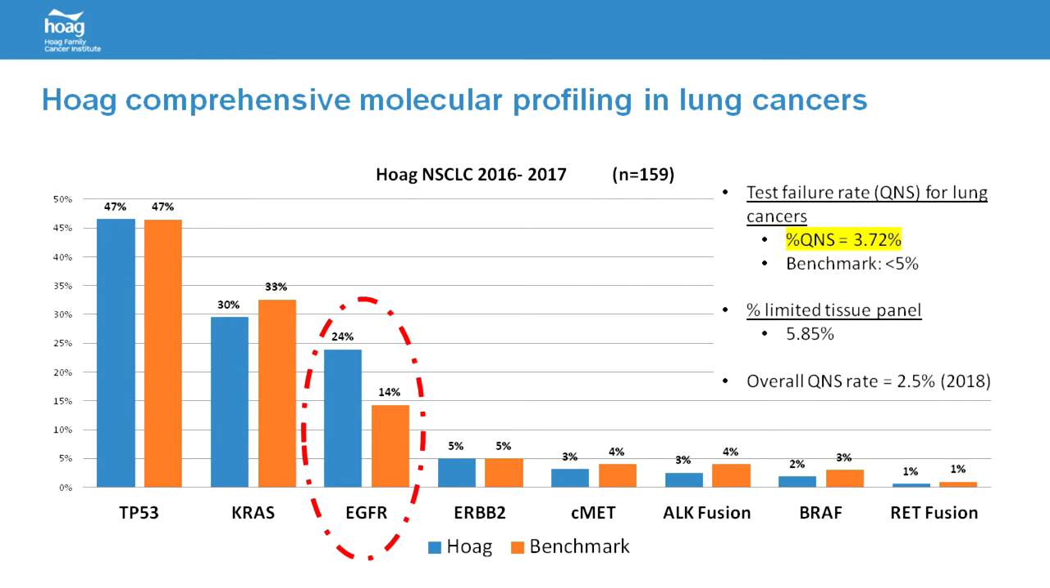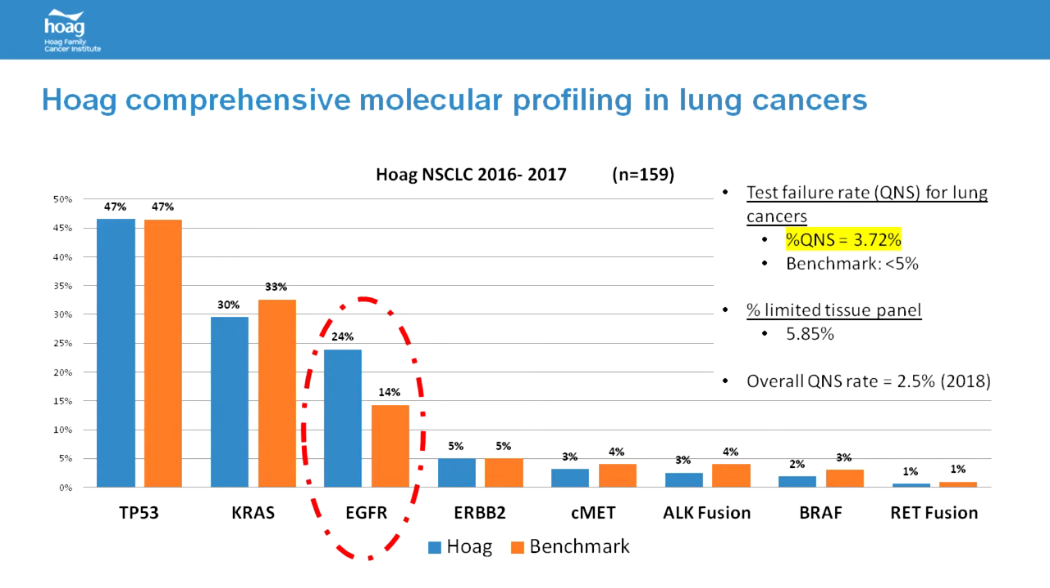So we're doing quite a broad scope. So here's our lung cancer data from about a year and a half. We had 159 lung cancers that we sequenced during that time. And I've compared our internal data with our benchmark data that we get from publications such as the Cancer Genome Atlas. And for the most part, we're really spot on in terms of what we would expect in our population, with the exception of EGFR, which is the most important abnormality in these lung cancers. And our population has a 24% rate of EGFR mutations compared to a benchmark of about 14%.